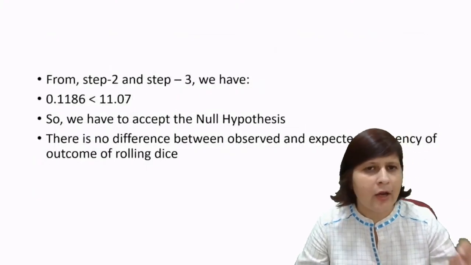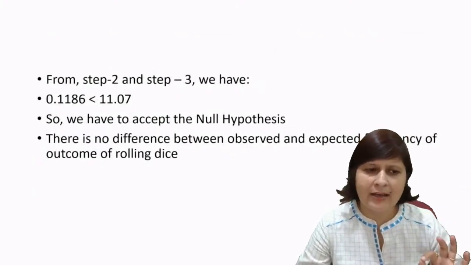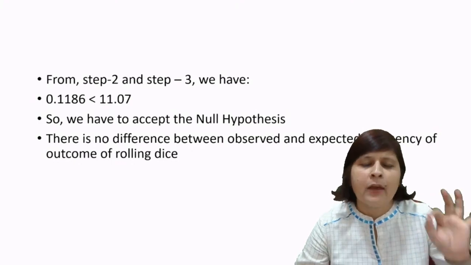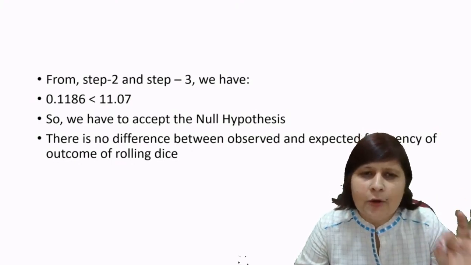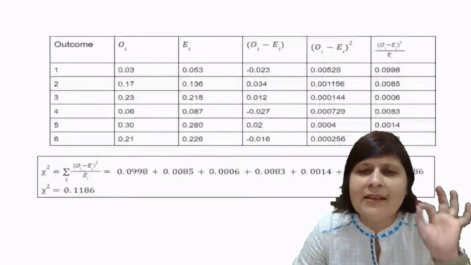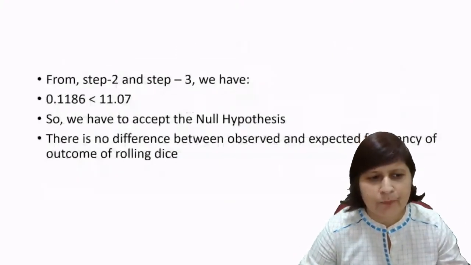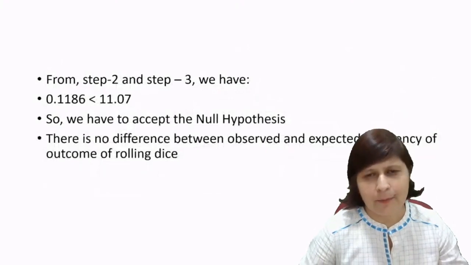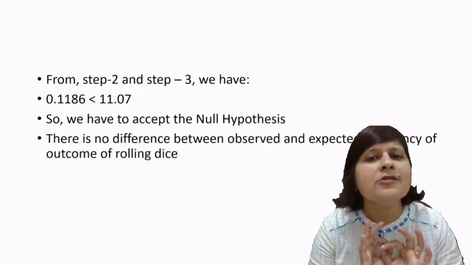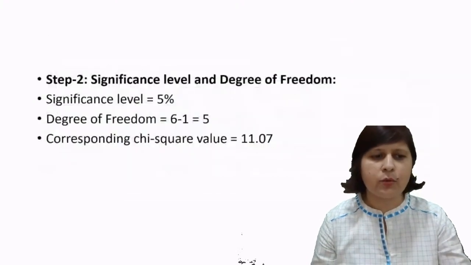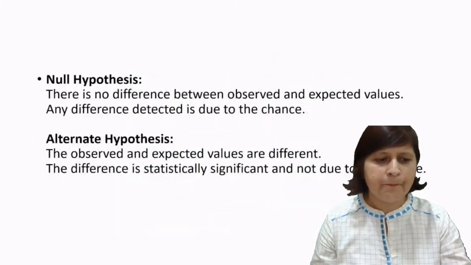So now I have a critical value and a chi-square value, and the chi-square value 0.1186 is lesser than 11.07. So we accept the null hypothesis. That is, there is no significant difference. That's what I told you at the beginning.